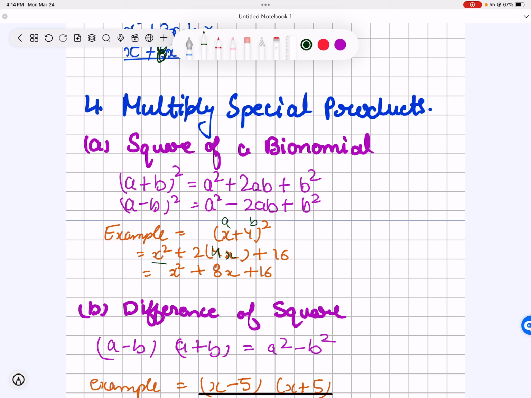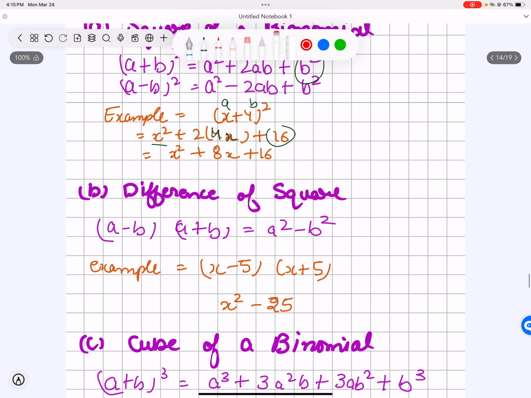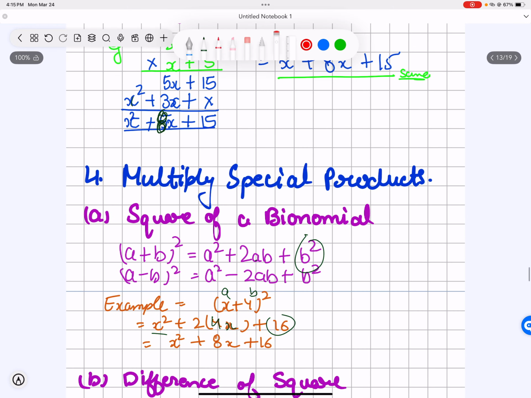B is 4. As I mentioned earlier, we write the number part before the variable part, so it's flipped, AB or BA. And then we write b squared, which is 4 squared, which is 16. Then we multiply 2 by 4x, which is 8x, plus 16 as it is, and x squared as it is. So that is how we get the answers for squares.